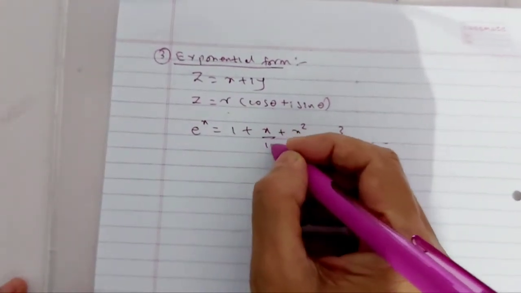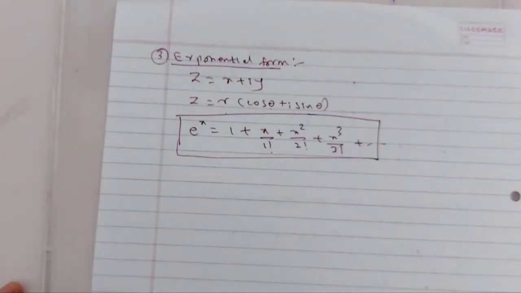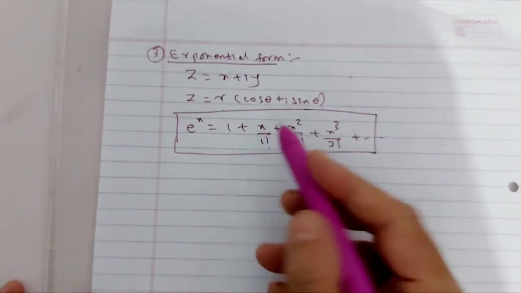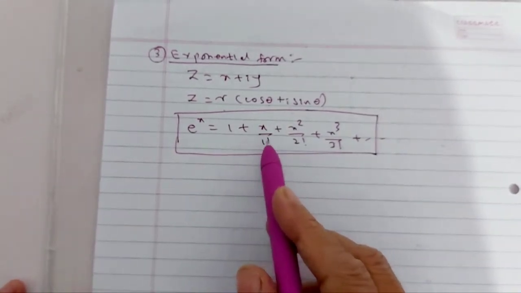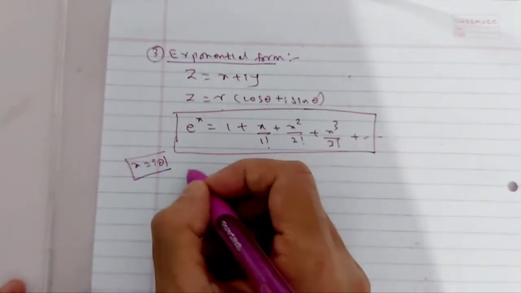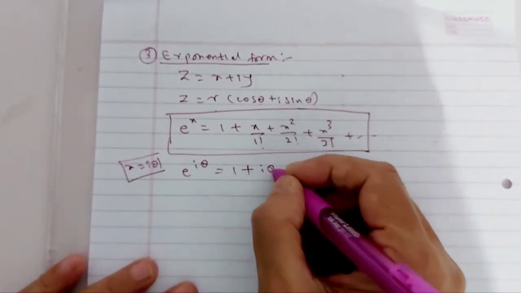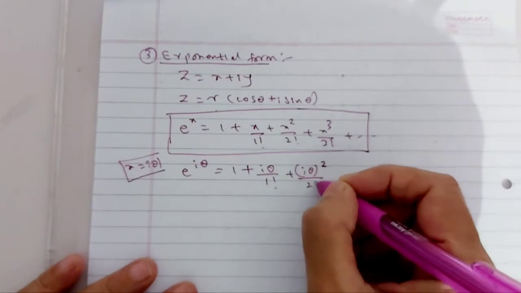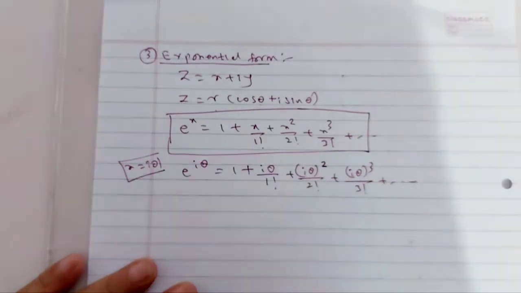So here we can write 1 factorial if you want. So this is the standard formula. Now what will I say? I'll say that my x is just a number. Now if I substitute this x by i theta, I am replacing x by i theta. What will happen? e to the power i theta will be 1 plus i theta by 1 factorial plus (i theta) square by 2 factorial plus (i theta) cube by 3 factorial and so on.